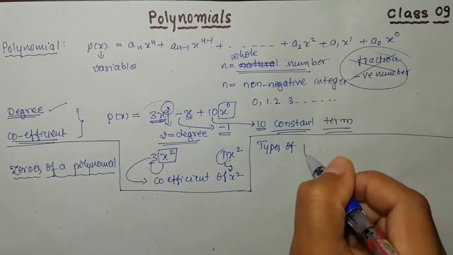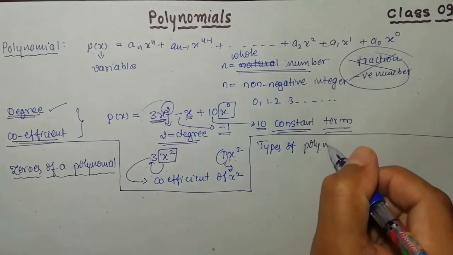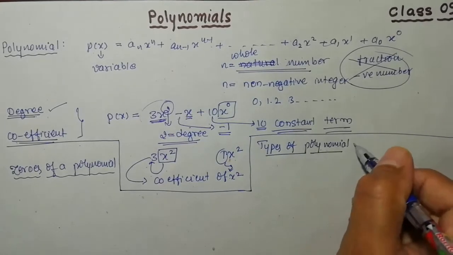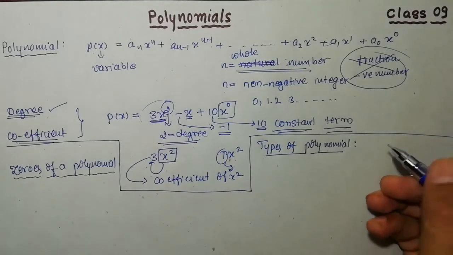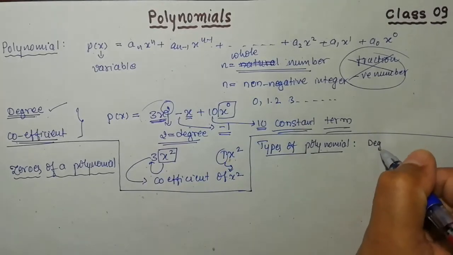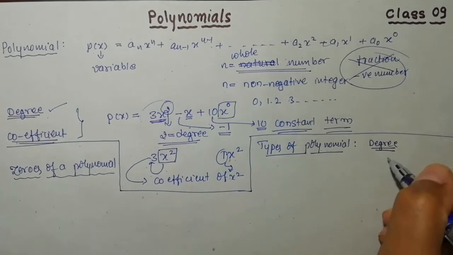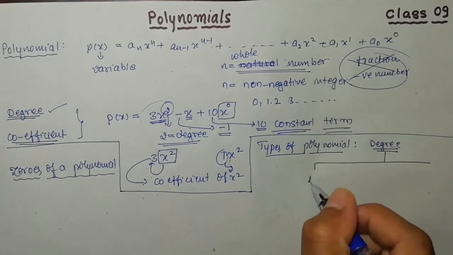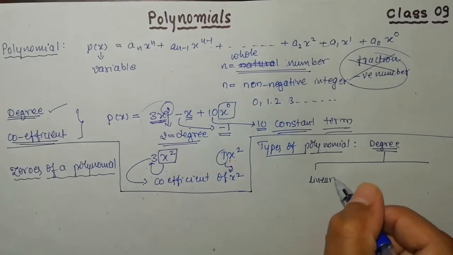There are three different types of classification actually. Among the three, only one type will be very important for you: the classification which is based on degree. Remember this one, this is very important. So based on degree, polynomial can be classified like this. If it is of degree 1, it is called linear.